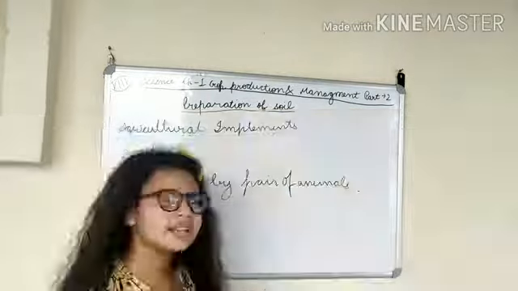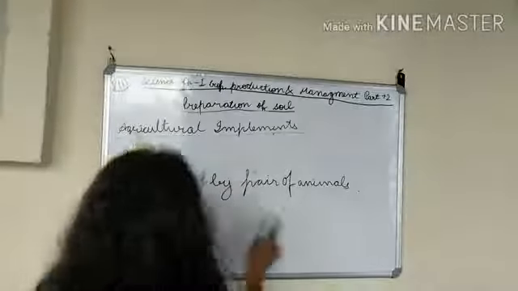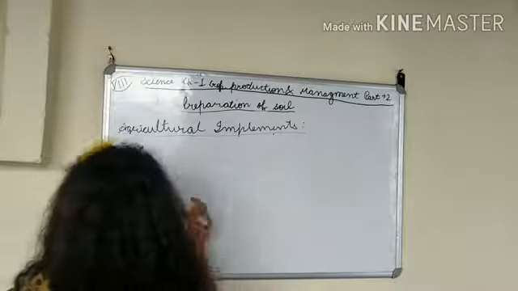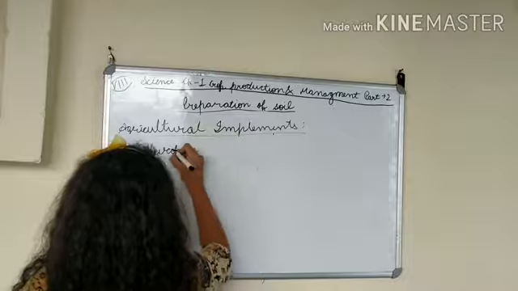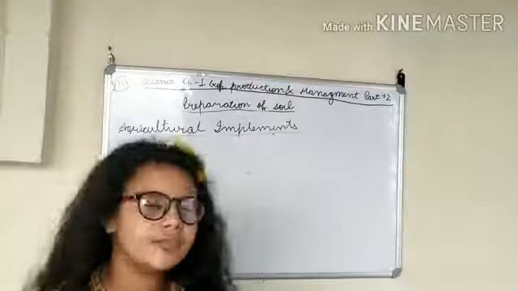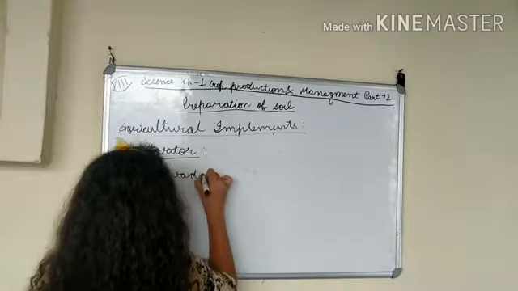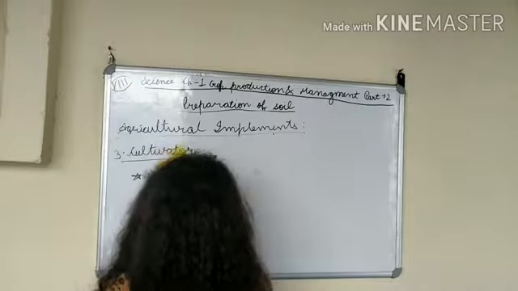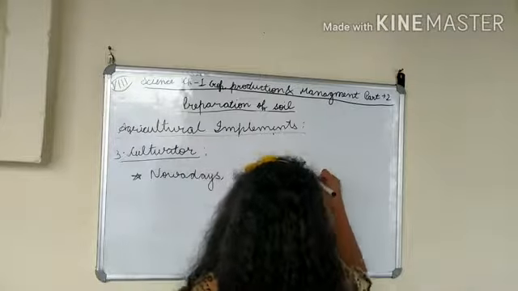Now let's come to our next agricultural implement. Our next agricultural implement is nothing but a cultivator. It's nothing but a cultivator. Now it's the third and last agricultural implement. Now what's it? Nowadays plow is pulled.